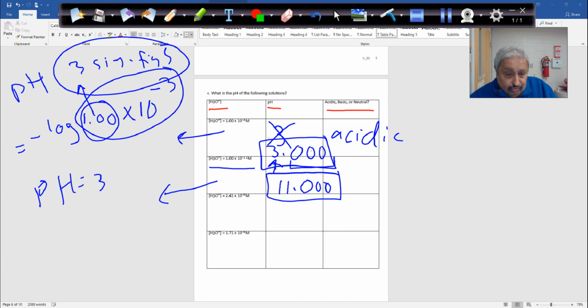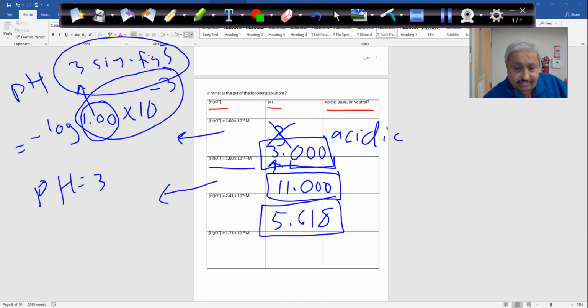Now, how about 2.41 times 10 to the minus what, 0 or 10? Minus 6? Okay, minus 6, sorry, I can't see it very well here. Minus 6, what value did it come out to be? Somebody has it? 5.618. Again, you have 3 digits because you have 3 sig figs here, and therefore you have 3 digits after the decimal.